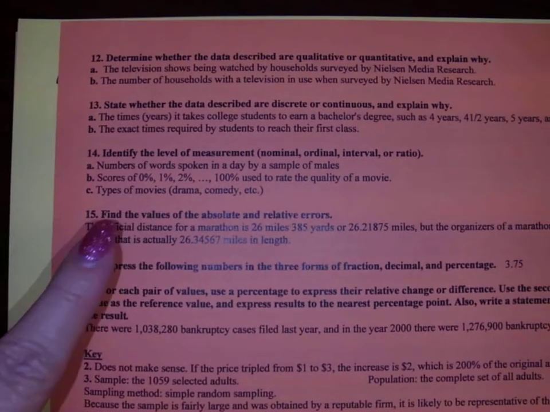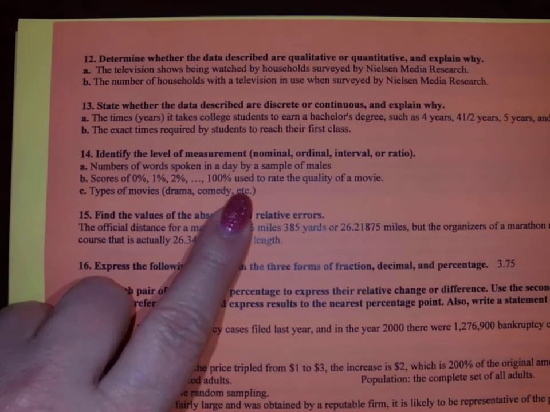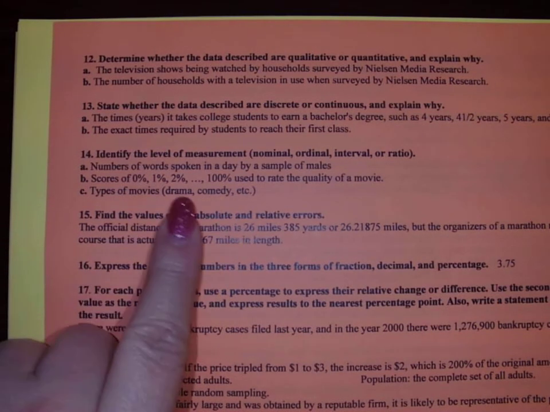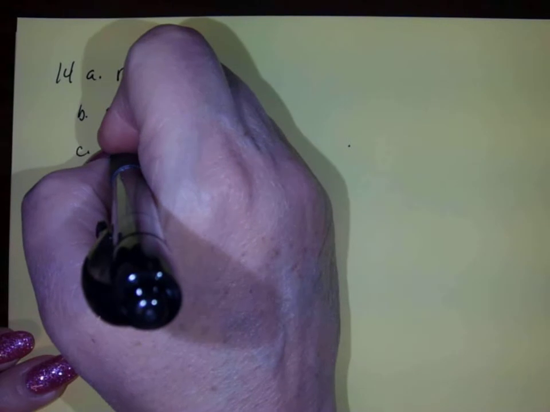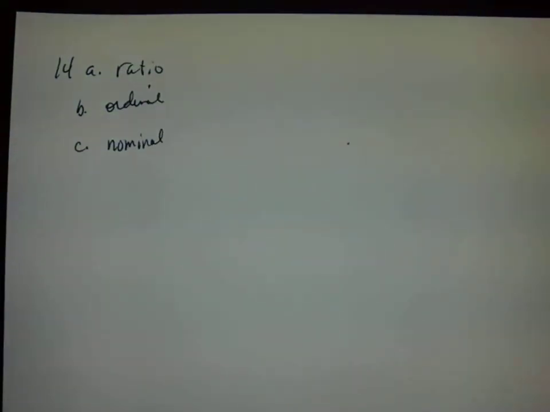All right. The types of movies: a drama, a comedy, could be horror. Those are a title or a category. So that's going to be like a name. It's nominal. We're not going to do any kind of numbers with those.